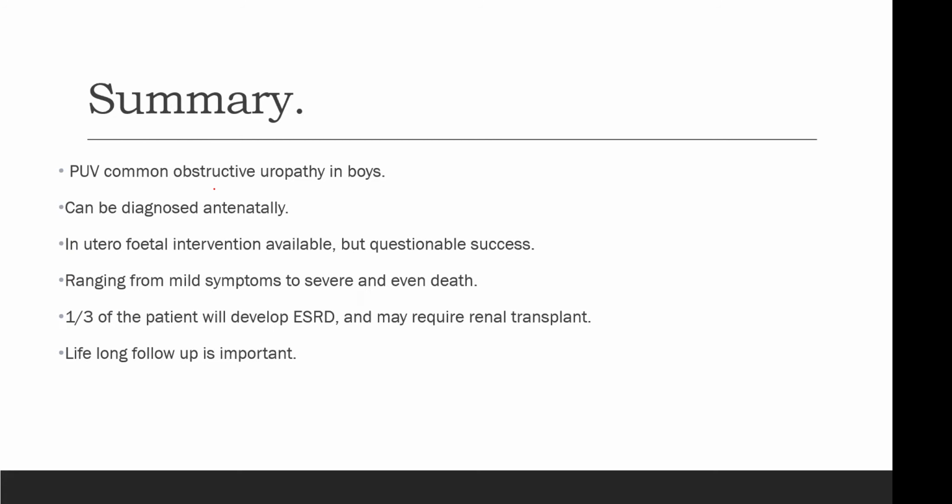So in summary, posterior urethral valves are a common obstructive uropathy in boys, and they can be diagnosed in utero. In utero fetal intervention is available, but with questionable success, weighing the risks and the benefits as well. The symptoms range from mild to severe or can be fatal as well.